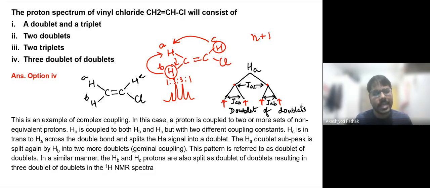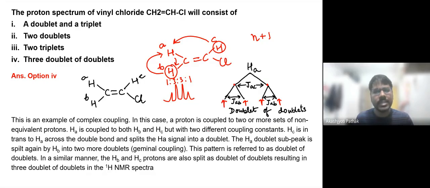This is an example of complex coupling. In this case, a proton is coupled to two or more sets of non-equivalent protons. So proton A is coupled to proton C, and it is also coupled to proton B, and both of these are non-equivalent protons. Proton A is coupled to both proton B and proton C, but with two different coupling constants. Why will they have two different coupling constants? Because they have different chemical environments.